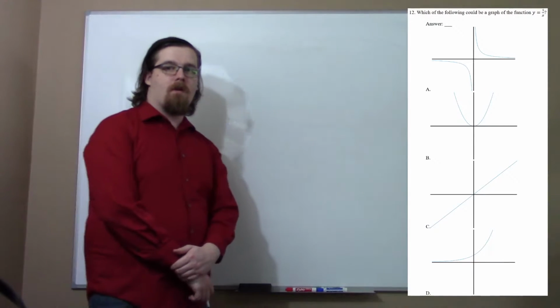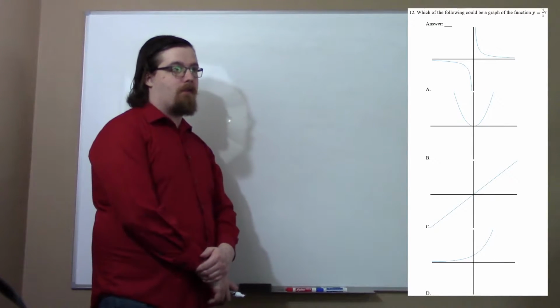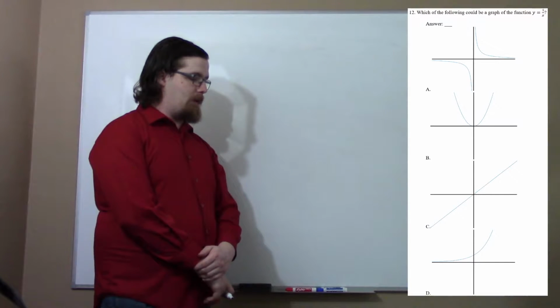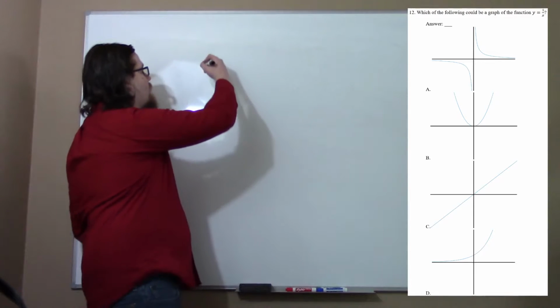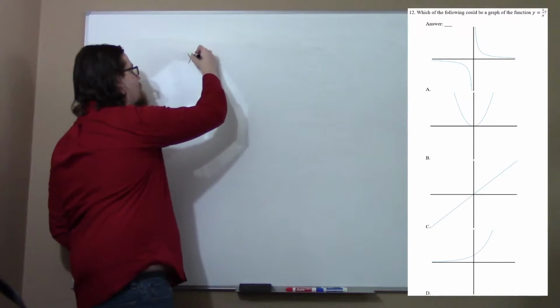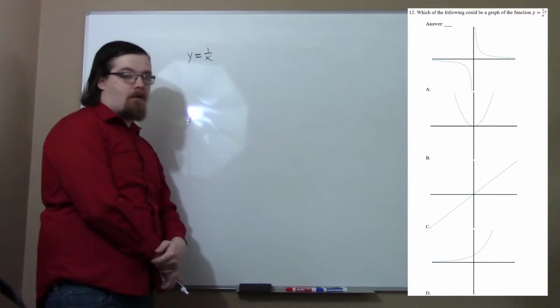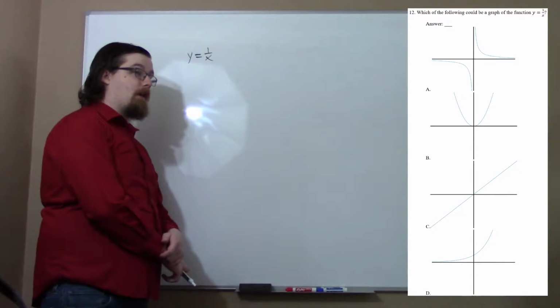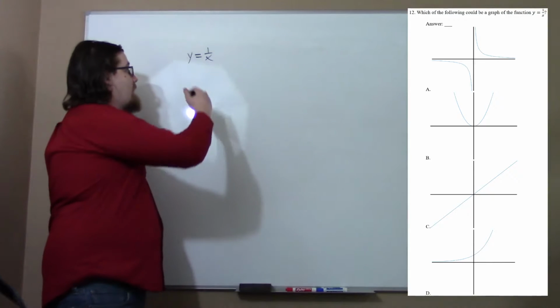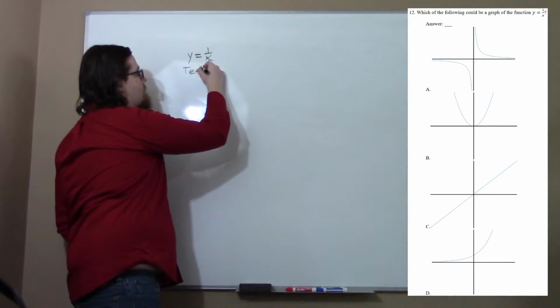Test 1, Question 12. Which of the following could be a graph of the function y is equal to 1 over x? Alright, so for this problem, we're given four graphs that we need to compare against the equation y is equal to 1 over x. Now, we can compare our equation versus these graphs by using a concept known as test points.